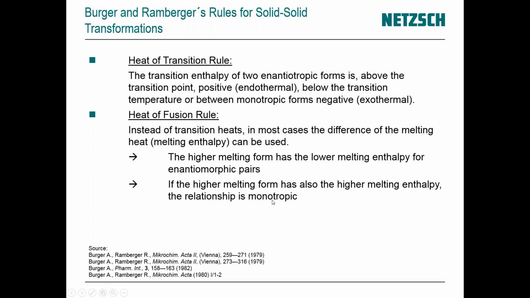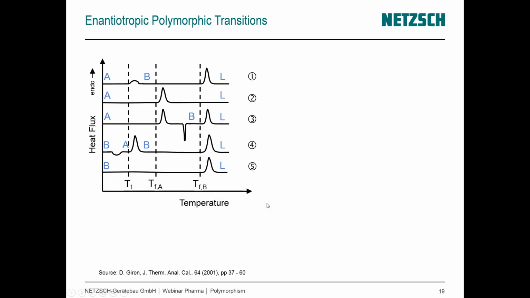What does that mean? It means instead of enantiotropic, having this reversible transition, if the higher melting form also has the higher melting enthalpy, we have a situation which is monotropic. And we'll talk about monotropic forms here in just a little bit. So you can imagine we have a lot of different ways that DSC traces could look, and we're looking here at some data that's very, very nice.